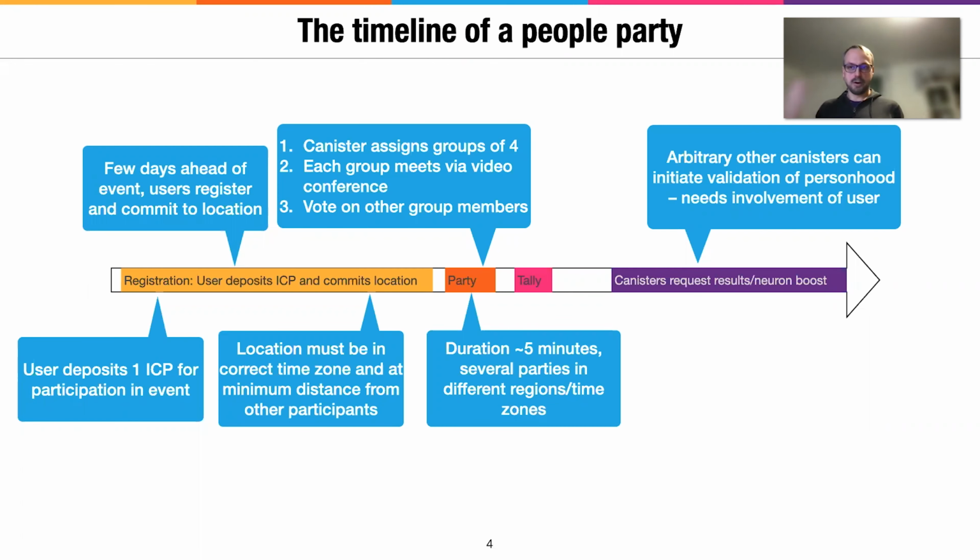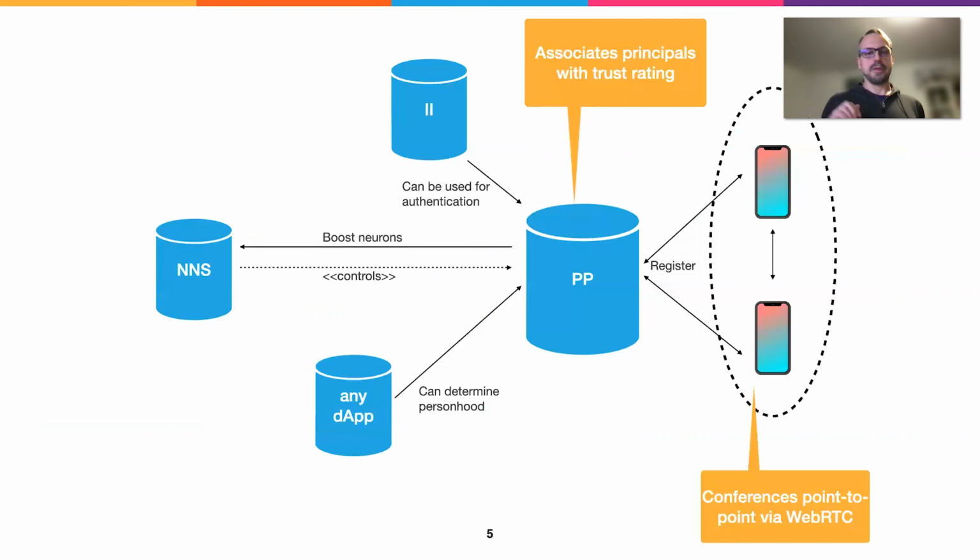After all those parties are over, we're then having the canister do a tally phase where we count those votes and see which users should be counted as validated persons. And in the phase on the right-hand side, that's a phase that is ongoing from the first party onward, basically, the people party canister will then provide information to other parts of the internet computer ecosystem. It will provide boosting for neurons, and it will provide a validation service for other dApps running on the internet computer. I'll have a bit more about that on the next slide.